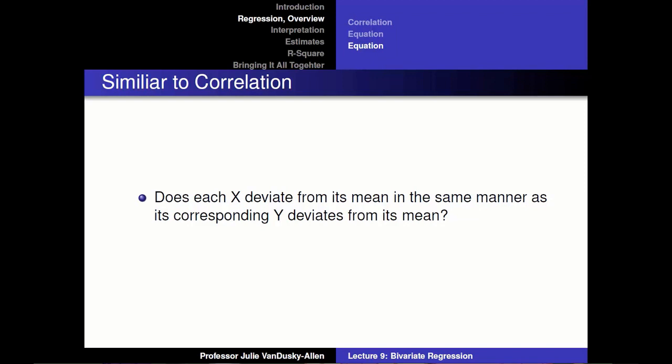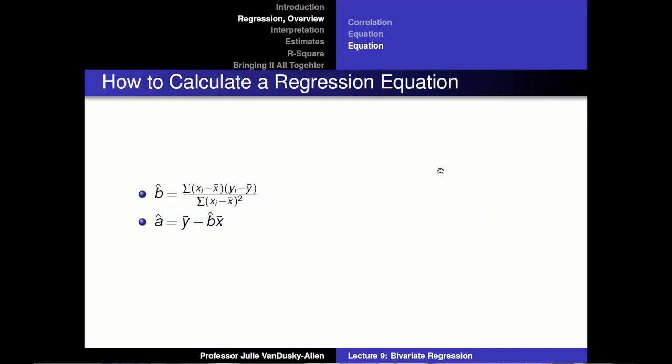All this is really trying to calculate is whether each x deviates from its mean in a similar manner to its corresponding y deviating from its mean. This is similar to the correlation coefficient calculation. A hat is simply the mean of y minus b hat times the mean of x.